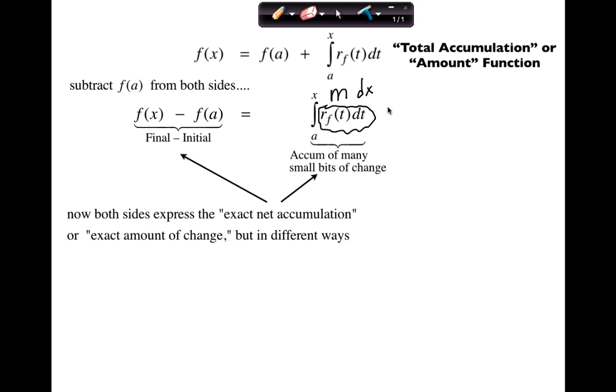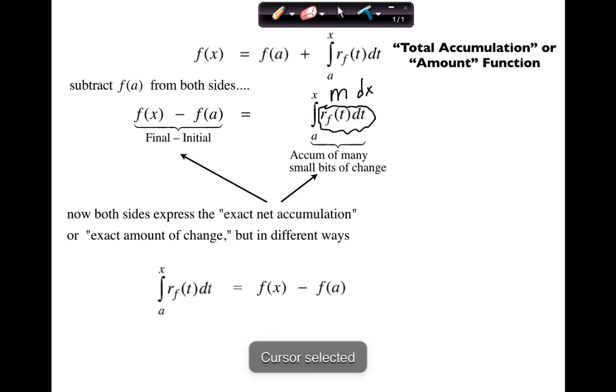Multiplication. We're multiplying two things together. Okay. And then maybe that looks familiar from Calc 1 now. So when we subtract that f of a from both sides, everyone recognize that? Yes, please. Yeah, this is the fundamental theorem. When you take your total accumulation function and subtract the starting amount from both sides, you really have the equation that represents the fundamental theorem of calculus.